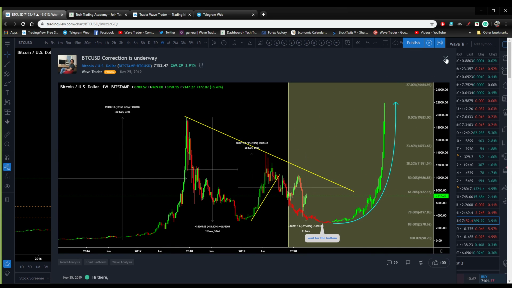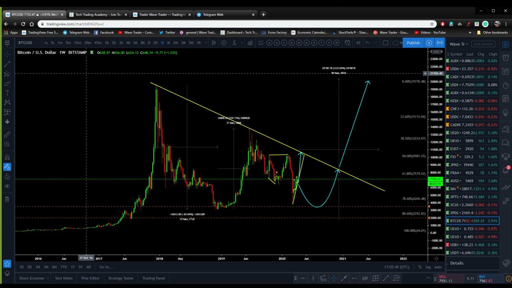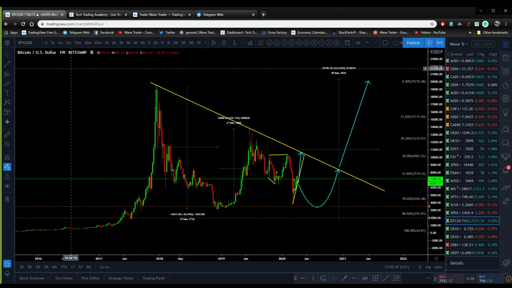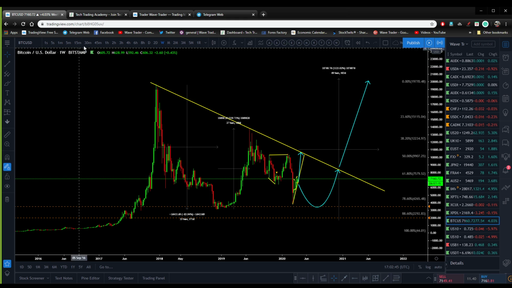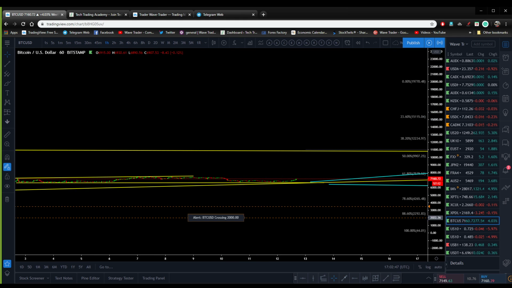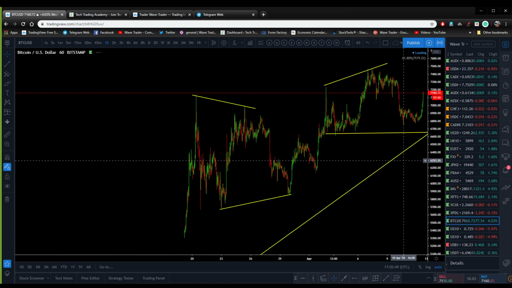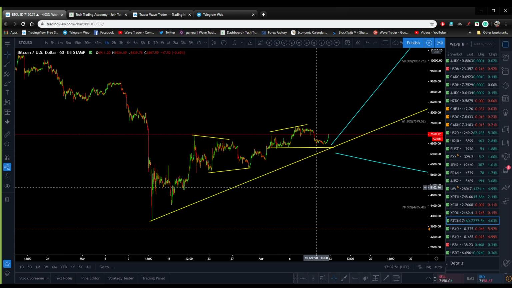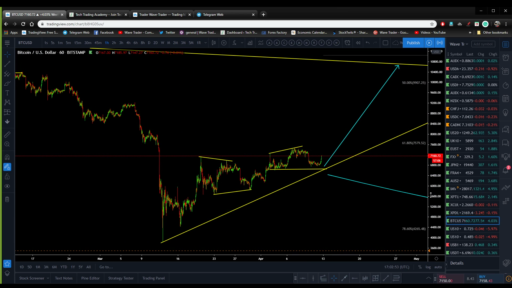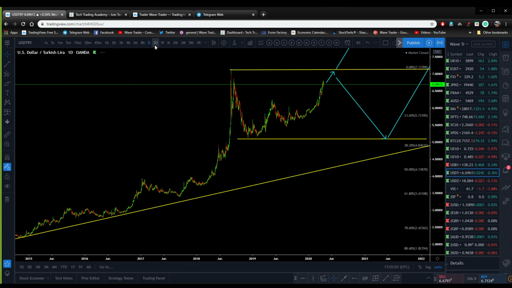So there, their expanding triangle is forming, so that to keep pushing higher all the way back to the 10. So that's the Bitcoin. Now let's look at the dollar Turkish lira.